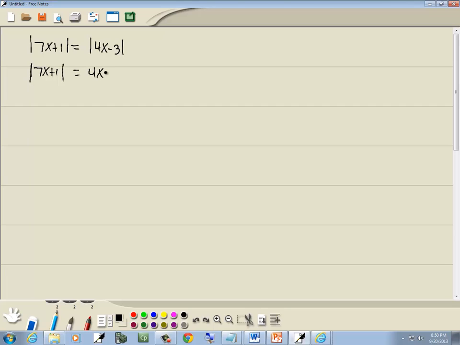So I'll drop the one on the right side. And that gives us this. Now it's in our proper form. We got the absolute value of something is equal to something else. So what's inside our absolute value will be our p, and the other side will be our q. And our formula says p is equal to q, and p is equal to negative q. So everywhere we have a p, we'll put in 7x plus 1. Everywhere we have a q, we'll put in 4x minus 3.